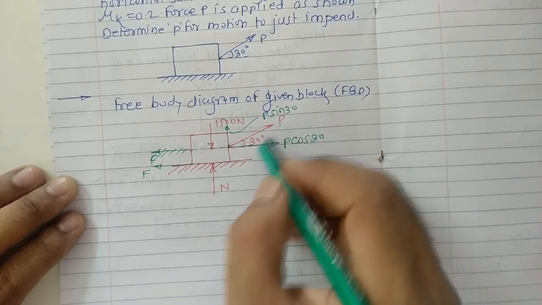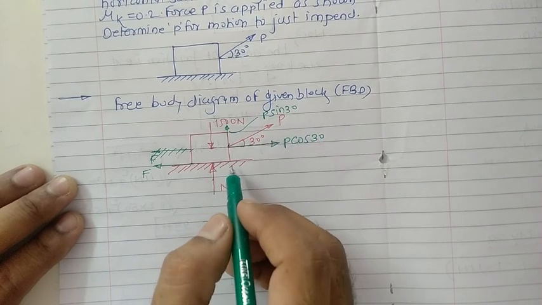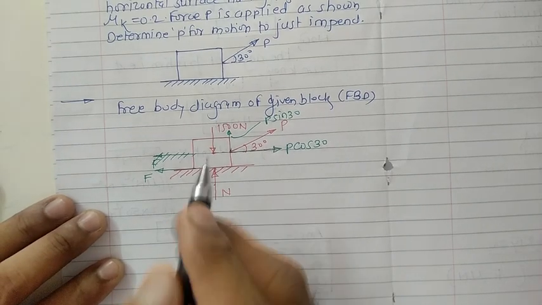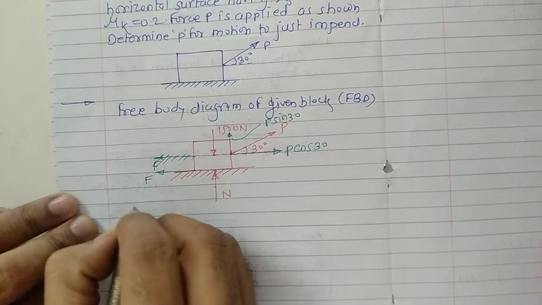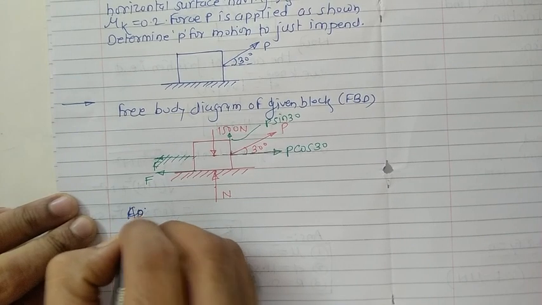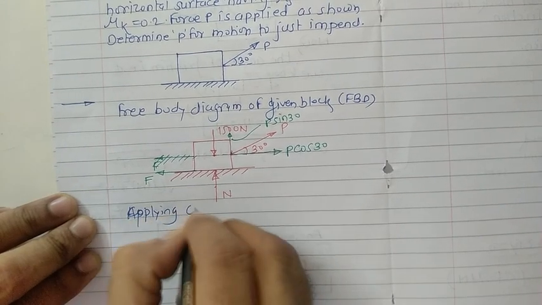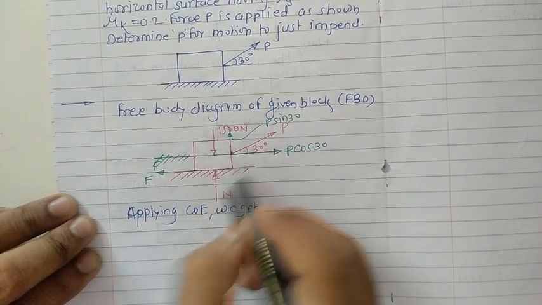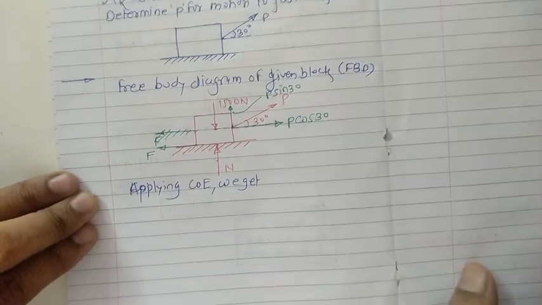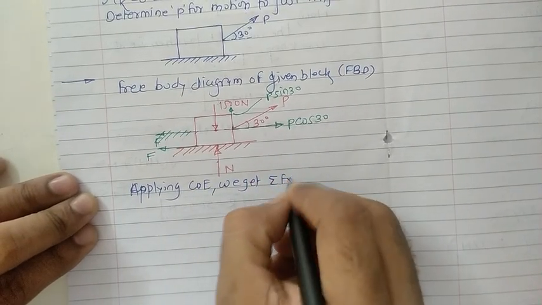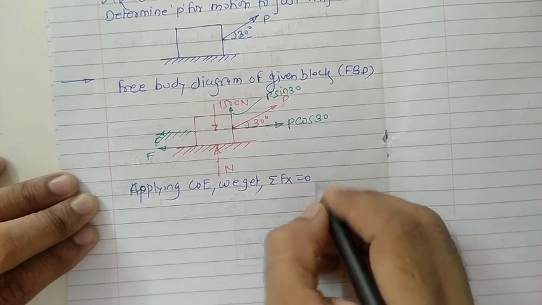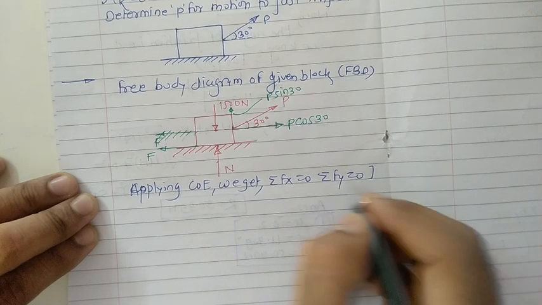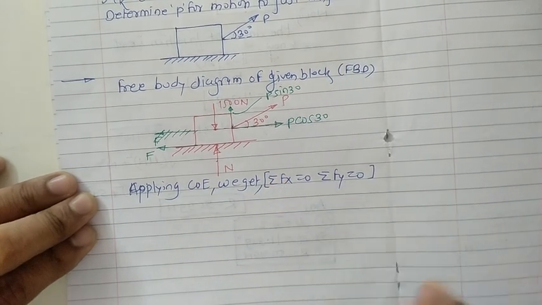For that, if I apply the conditions of equilibrium for this case, then I can easily get the value for the same. Applying conditions of equilibrium, we get, again if you just see, the line of action of all the forces passes through a single point. So this is the case of a concurrent force system. In case of a concurrent force system, we know the two conditions of equilibrium: summation of Fx equal to 0 and summation of Fy equal to 0. So apply this condition and this condition to this case.